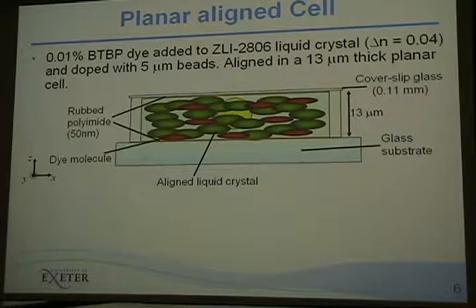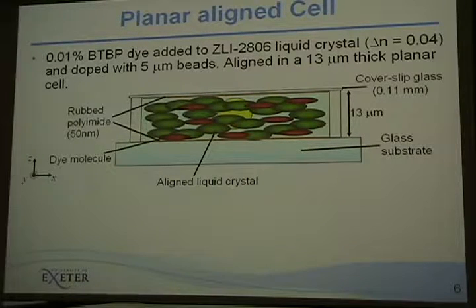This is actually a very simple study of our dye, BTBP, added to a Zedolite 2806, which is a Merck compound, which is specifically chosen because of its very low optical birefringence. We looked at about 1% of 5 micron glass beads, aligning it in a thin planar cell. So using red polyionized aligners and then cover slip glass on one surface where our light is actually coming in, as this prevents any distortions from the glass in our confocal system.